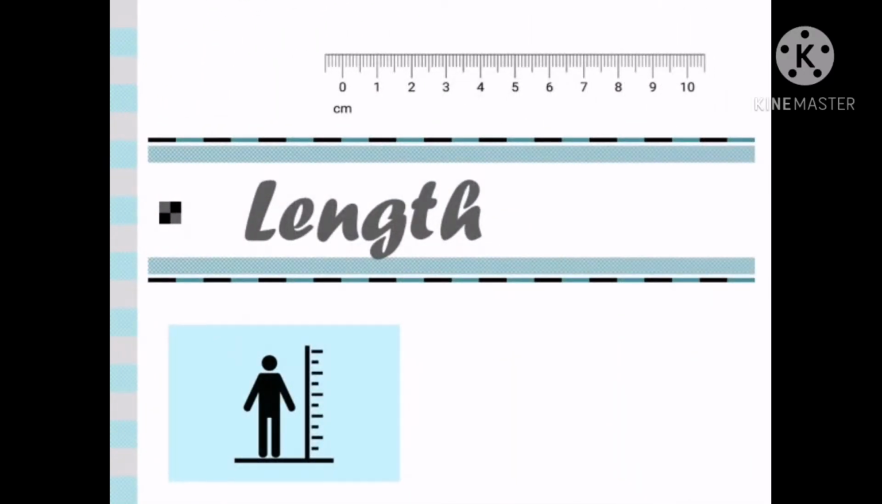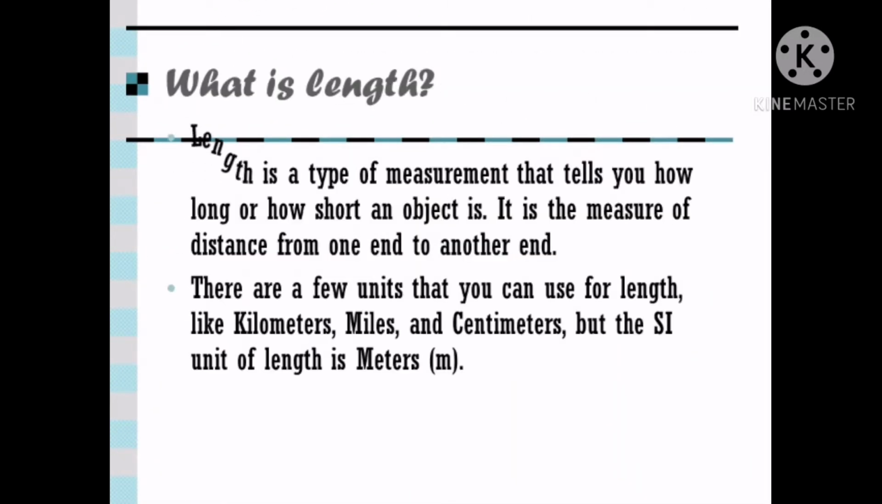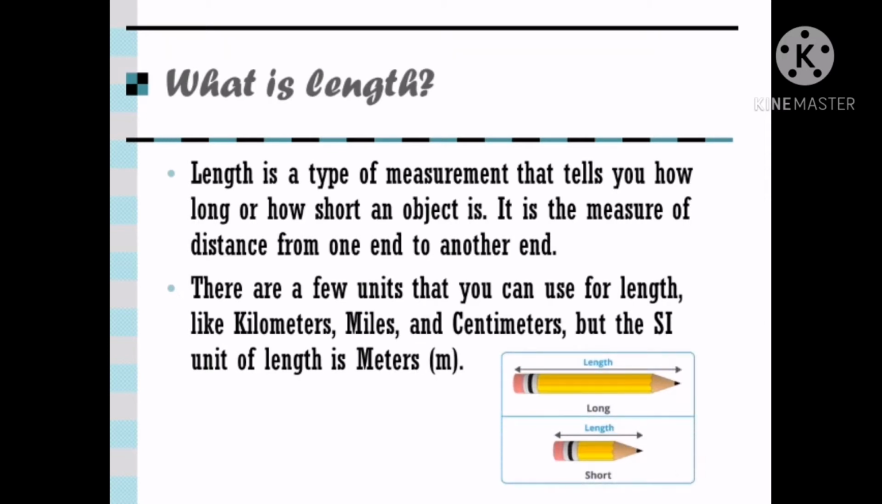Now I'm going to tell you about what is length. Length is a type of measurement that tells you how long or how short an object is. It is the measure of distance from one end to another end. There are a few units you can use to measure length, like kilometers, miles, and centimeters. But the SI unit of length is meters.